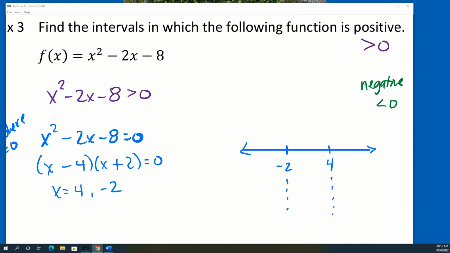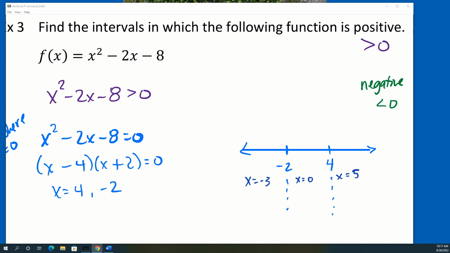And then we're going to test a point in each region. Now, someone in my last class was like, can't we just kind of know what that graph looks like and know it's going to cross the x-axis at -2 and 4 and then kind of know where it's going to be above and below? And if you know that, absolutely. That's great. If it is a graph that you don't know what it looks like, then you definitely need to do the test intervals.